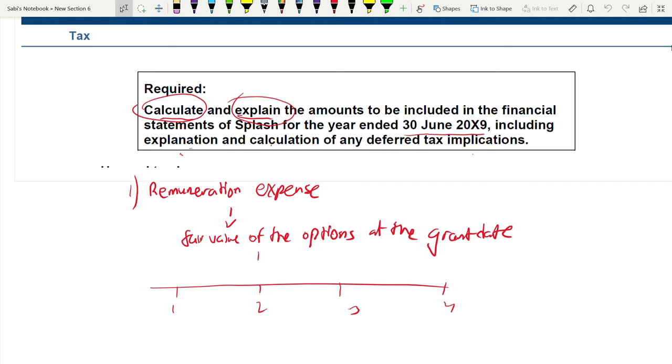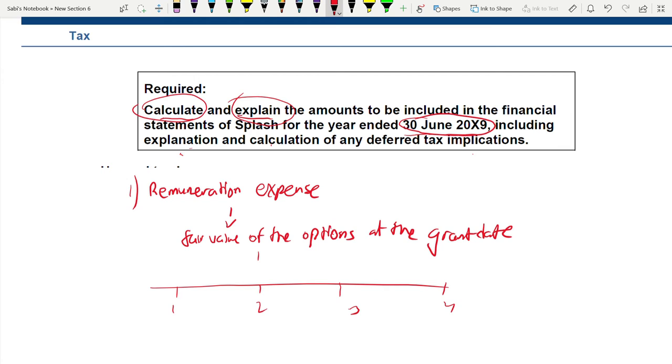Now, what is the expense? You have to calculate the expense for which year? 30th June 2009. They didn't tell you all the 4 years. When they tell only 1 year, only for that year you have to calculate. Don't waste your time writing for 2006, 7, 8, 9. It's not required. Only 2009 they want.